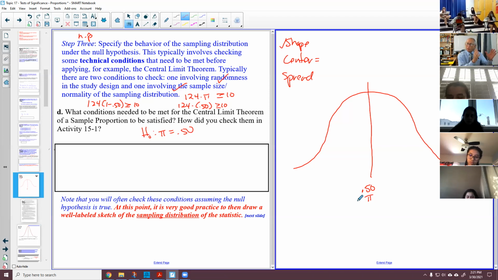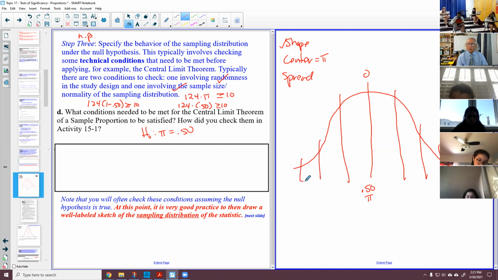Confidence intervals are going to use p hat. Tests of significance are going to use pi. So our center is going to be pi. So I've got my center right there. 1, 2, 3, -1, -2, -3. So back to the magic bowl.